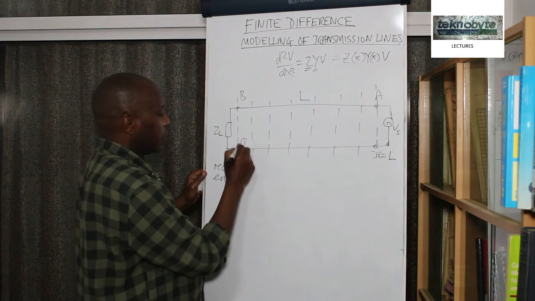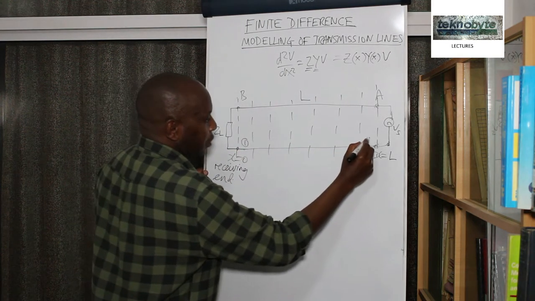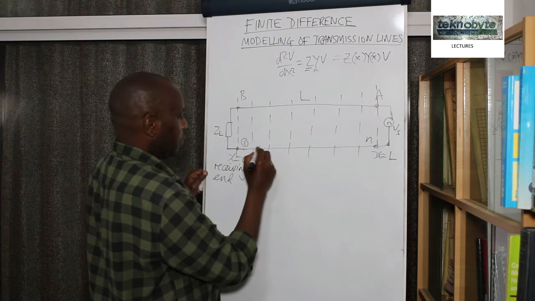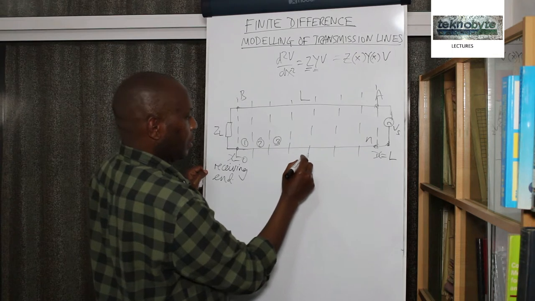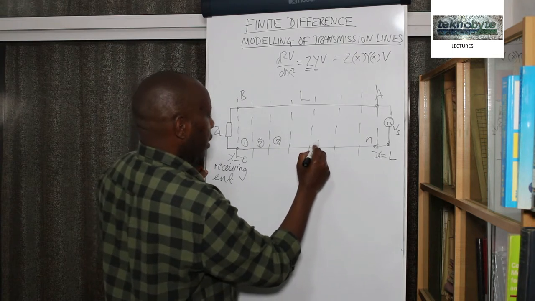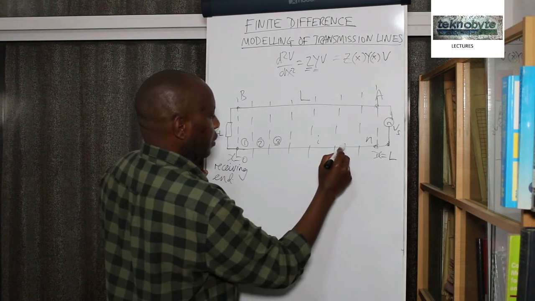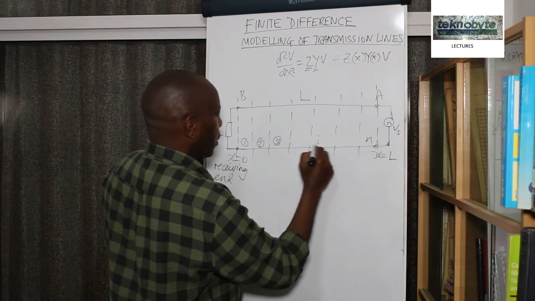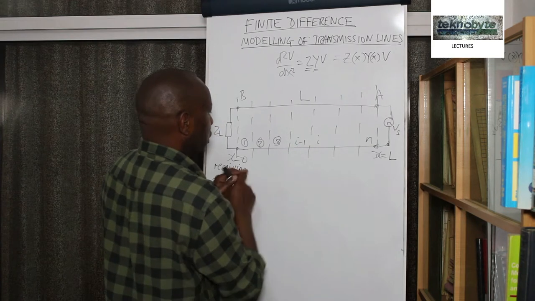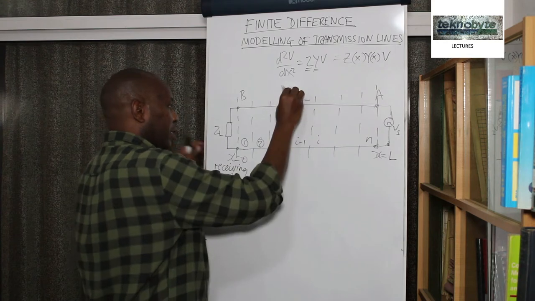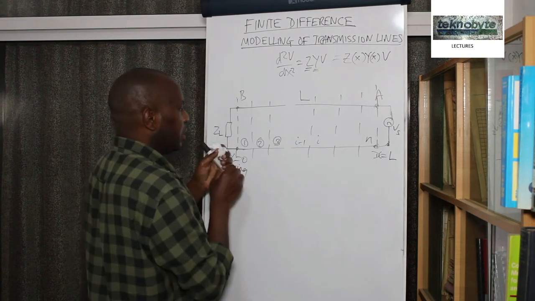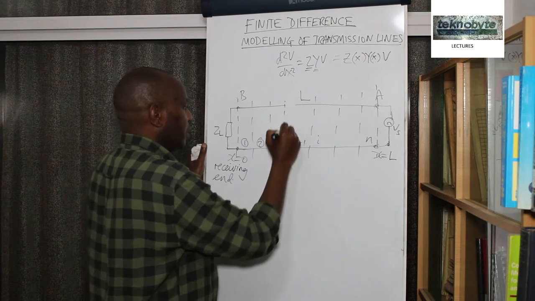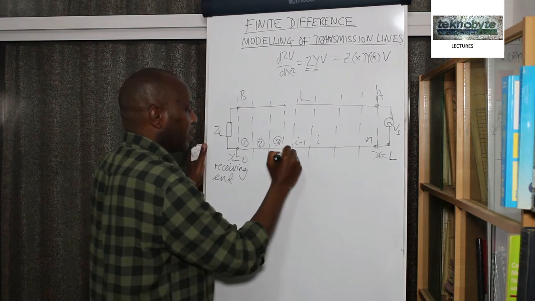So we call this section 1, this is section n. So we call this section 2, section 3, this is section i, and this is section i minus 1. We leave a gap here to show the other sections in between section i and section 3. So section 3 ends here, and section i minus 1 starts there.